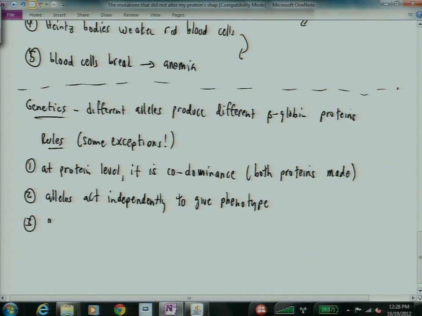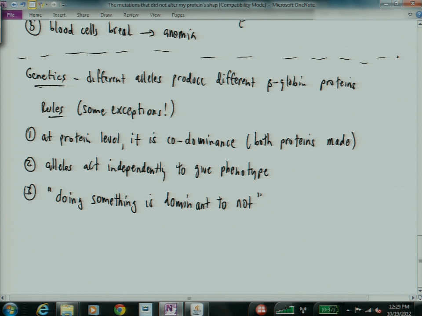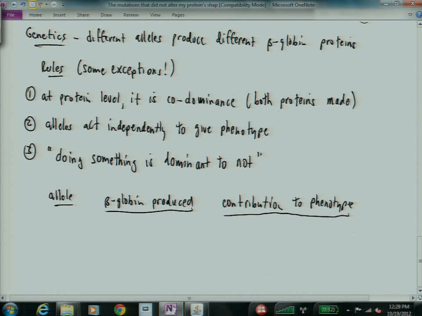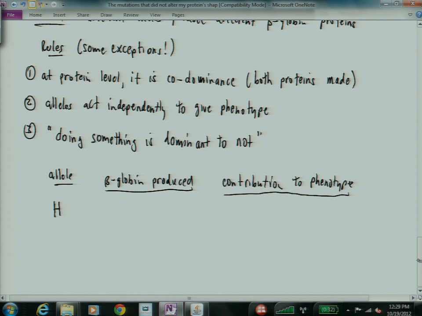So I want to apply those rules to this hemoglobin Christchurch situation, as a way to think about what they mean, because they apply in general. So we could make our allele table. I want to add beta globin produced, and then contribution to phenotype. Because today we get to explain why things are dominant. I don't want to give away which is dominant, which is recessive, because I want you to think about it, so I'm going to use generic symbols here that don't give that away.